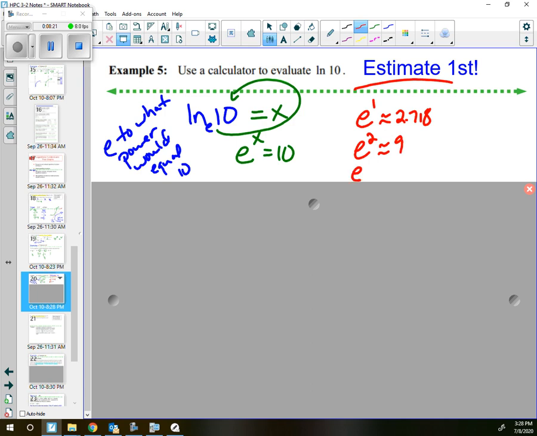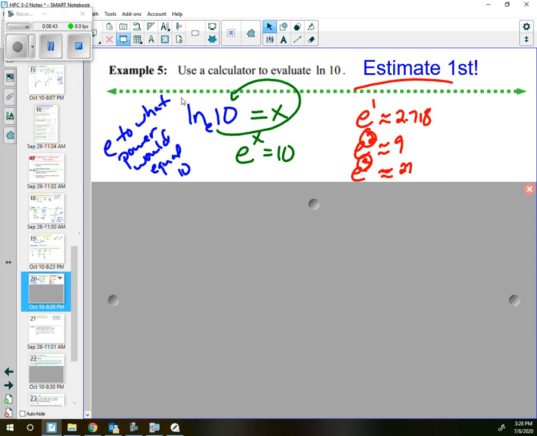So that means it has to be somewhere above 2, but less than 3, because 2.7, about 3 cubed, is going to be less than 27, but that would be on the upper side. So think about what an estimate would be for it first, so at least you know if your answer is reasonable. It's going to be somewhere between 2 and 3, but which one should it be closer to? Should be closer to 2.